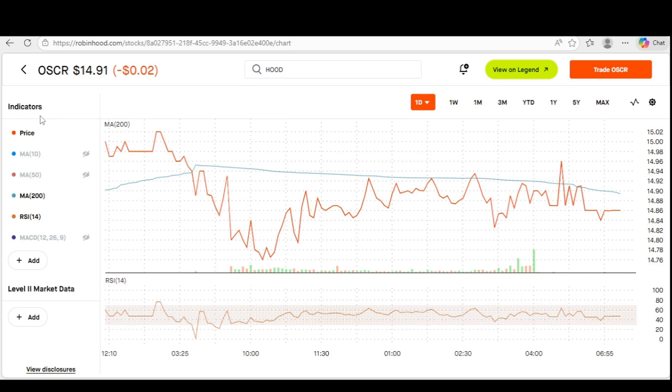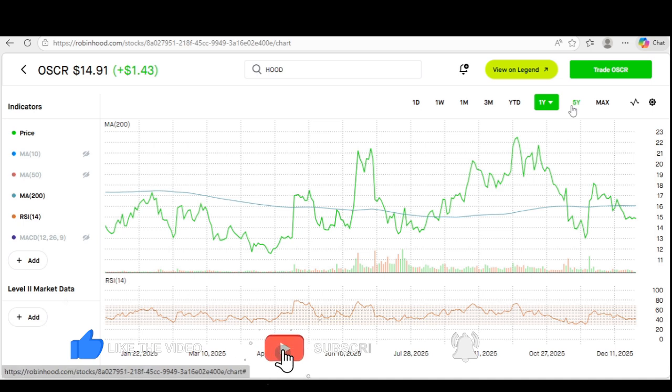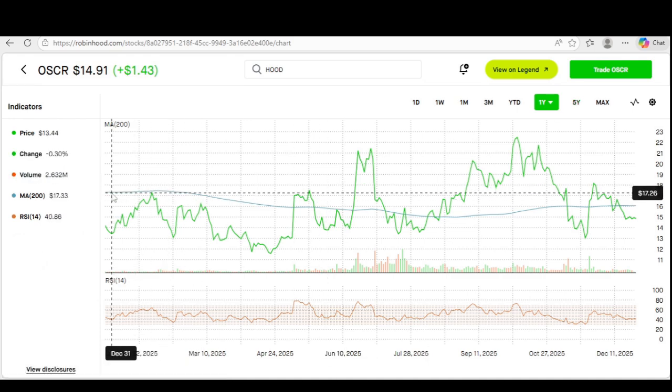Now, for me personally, I usually like to go out to a date of 1 year, which in my mind is the center between the 1 day and all the way out to the 5 year or the max. It gives me a better picture. Now, here are the key metrics which I use. One of the key metrics I use is going to be this blue line right here.